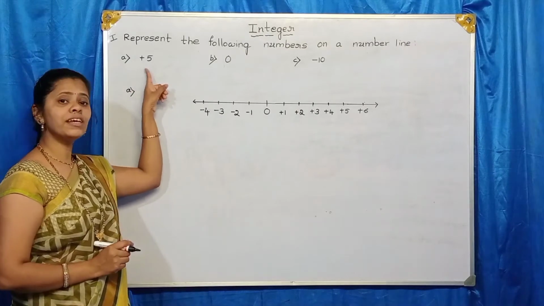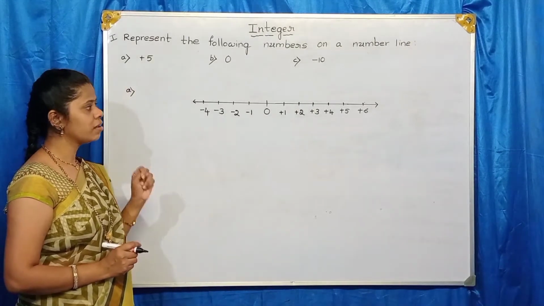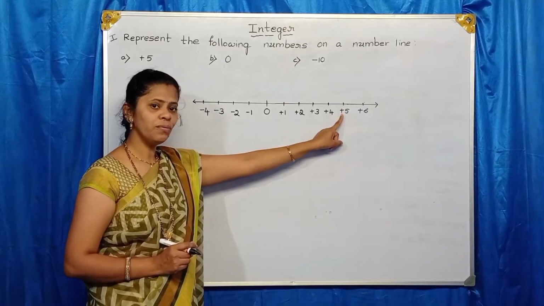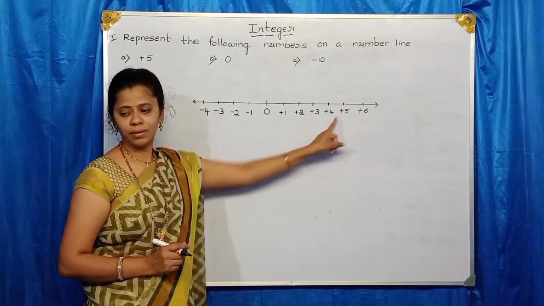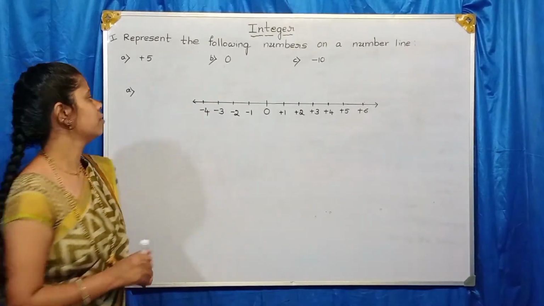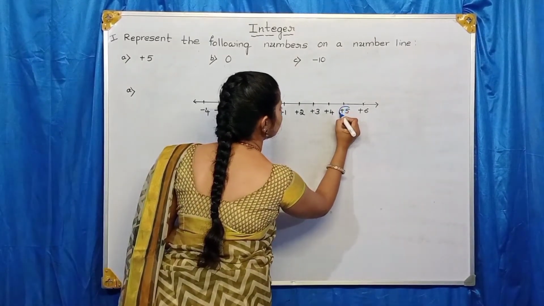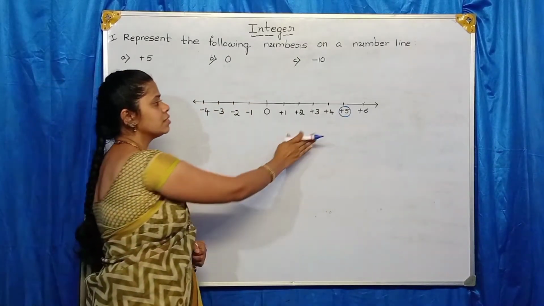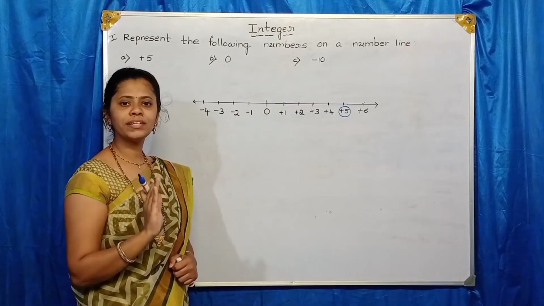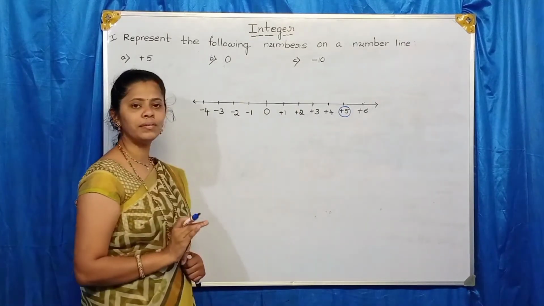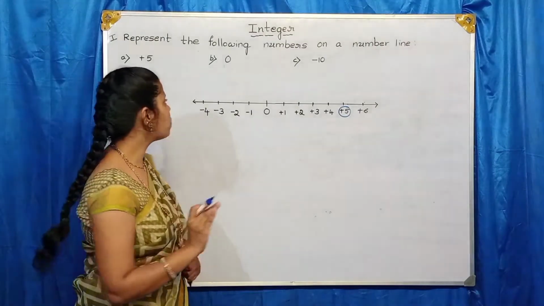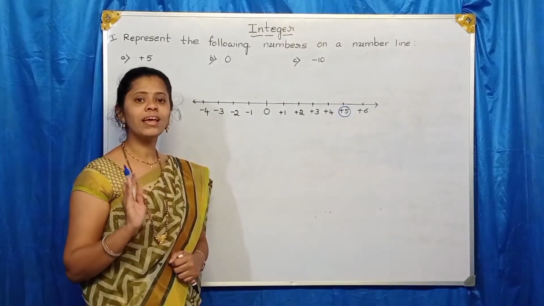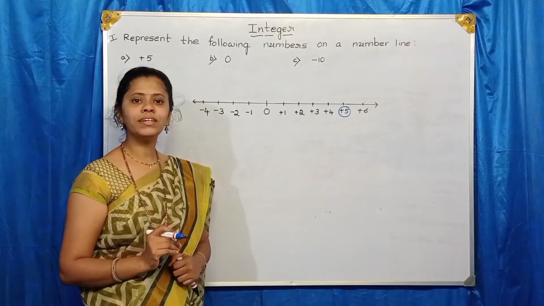Now, let's represent plus 5 on a number line. Where is plus 5? Plus 5 is here. So, round up this plus 5. See here. Now, we have represented plus 5 on a number line. This is the way to represent the numbers on a number line. And it's very easy. I hope you have understood. Shall we try the second one?